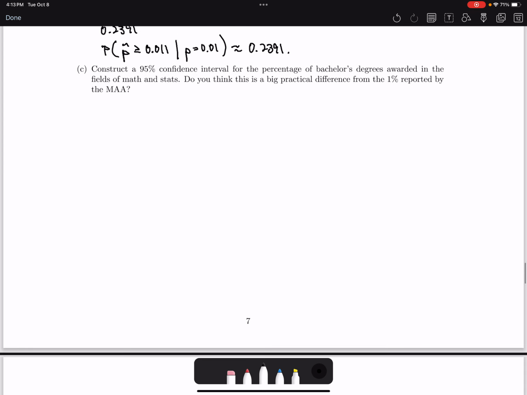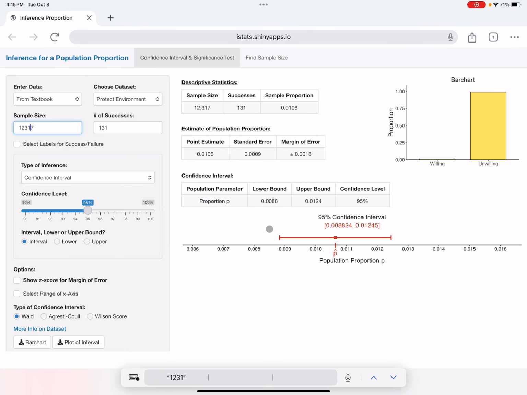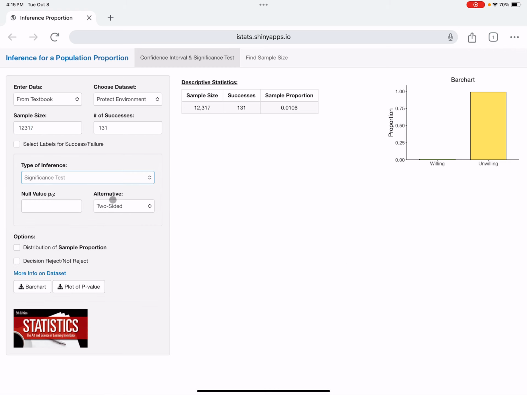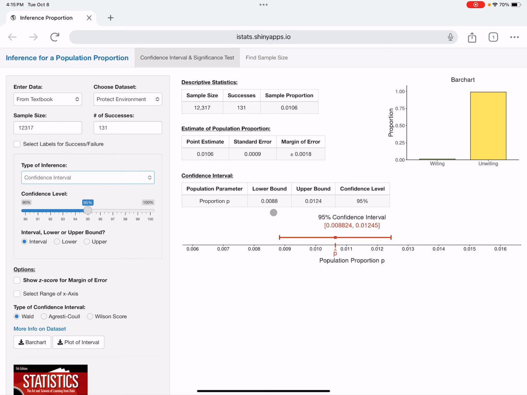Okay, part C says to construct a 95% confidence interval for the percentage of bachelor's degrees awarded in the fields of math and statistics. Okay, so this is our confidence interval, right? Instead of doing a significance test, we need to do a confidence interval. And our 95% confidence interval is somewhere between 0.0088 and 0.0124.